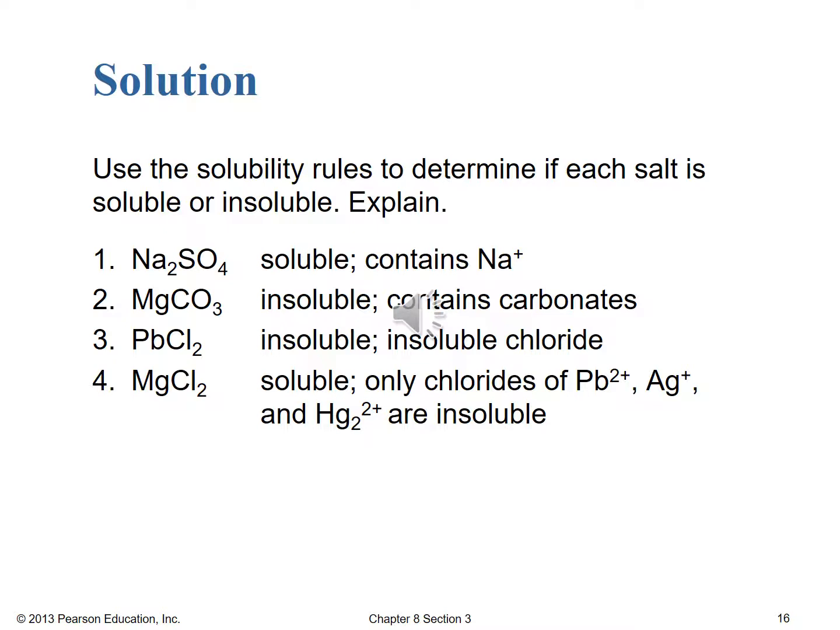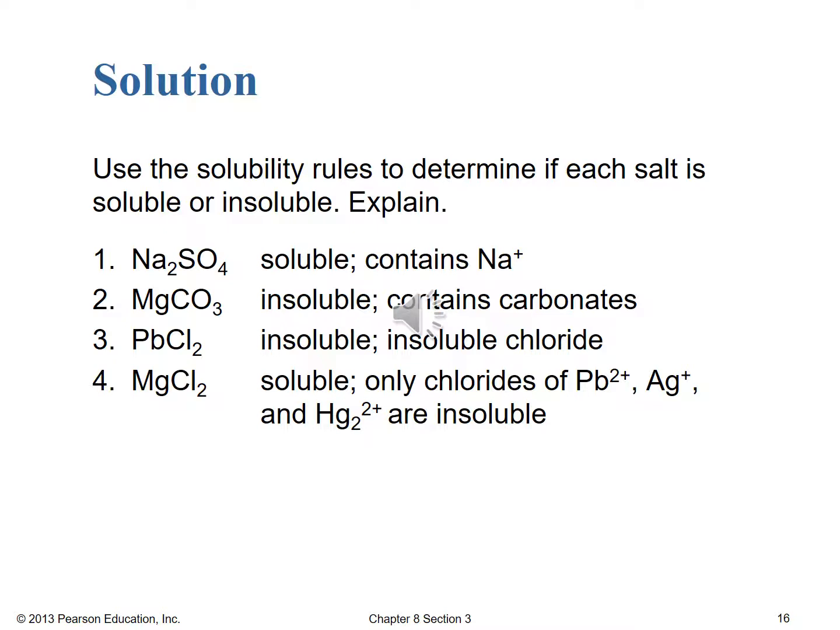For the sodium sulfate, it's a soluble salt because it contains the sodium ion, one of the group 1As. For magnesium carbonate, we'd expect that to be insoluble because we said carbonates usually are, and there's no group 1A or ammonium ion to make us believe otherwise. For number 3, well, we've already seen that example, so hopefully you didn't even have to think about that one too hard, because lead as a chloride, an iodide, a bromide is insoluble.